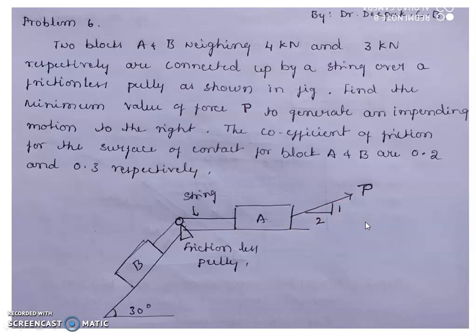Three forces are unknown if I resolve horizontally. I have two equilibrium equations, sigma Fx is equal to 0, sigma Fy is equal to 0. Here three unknowns are there. Hence it is difficult to solve this if I consider block A.